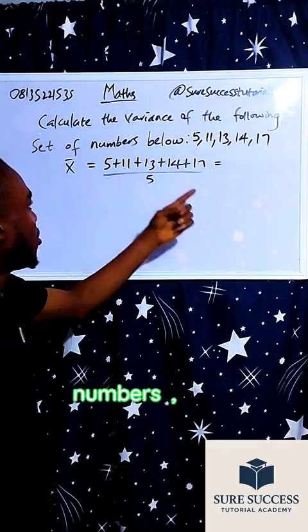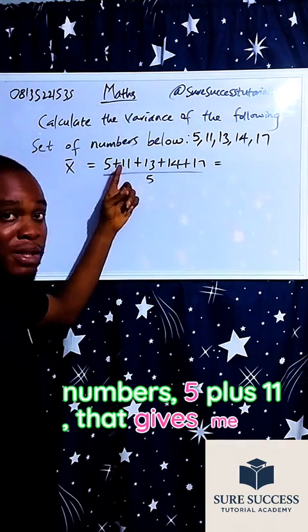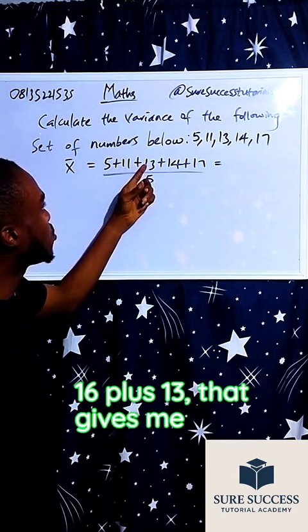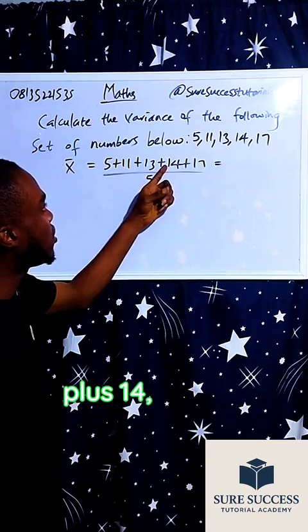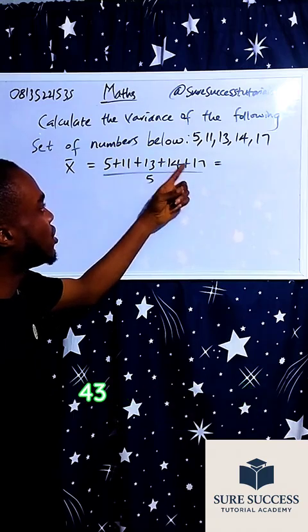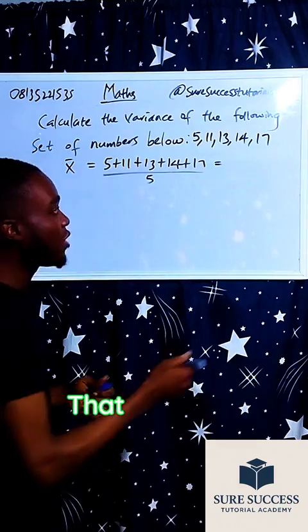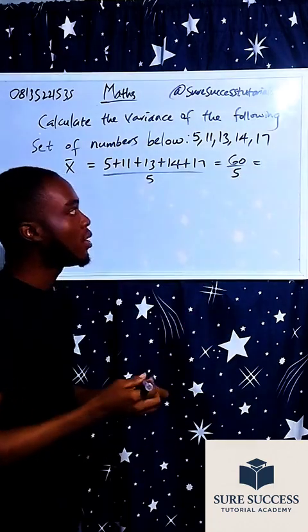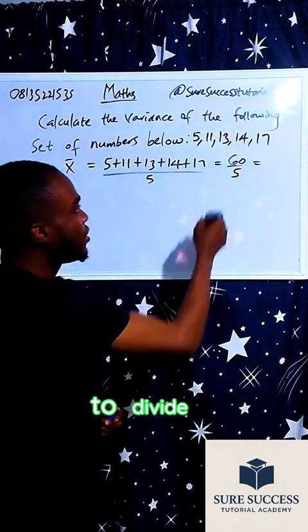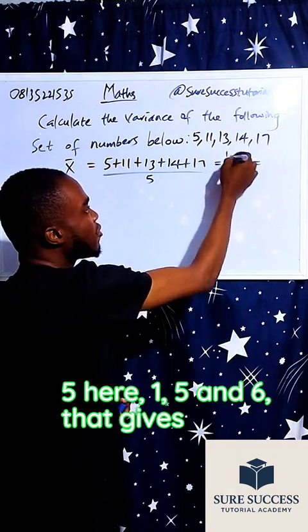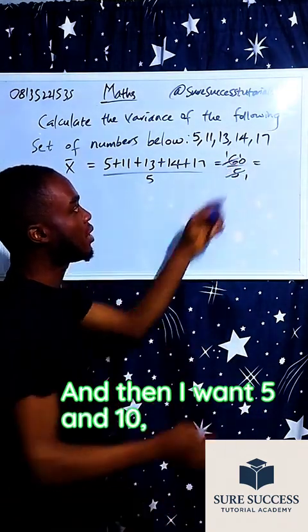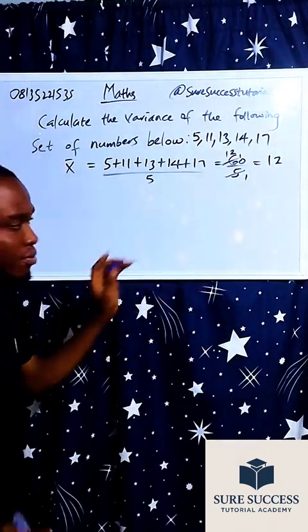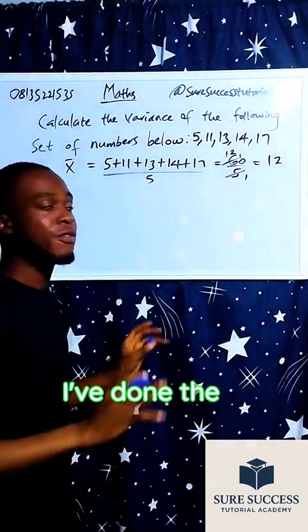So if we add these numbers, 5 plus 11 gives me 16. 16 plus 13 gives me 29. 29 plus 14 gives me 43. 43 plus 17 gives me 60. So I'm having 60 over 5. Now, 60 divided by 5: 5 in 6 gives me 1, and then 5 in 10 gives me 2. So I have 12 here. Very easy. I've done the very first step.